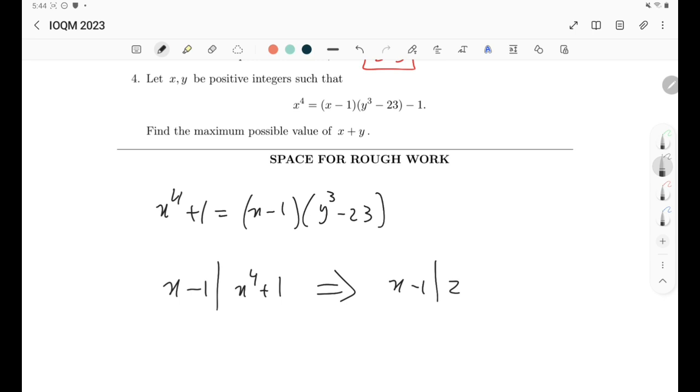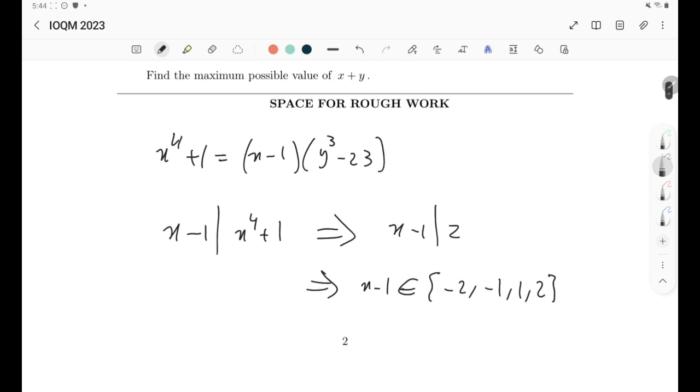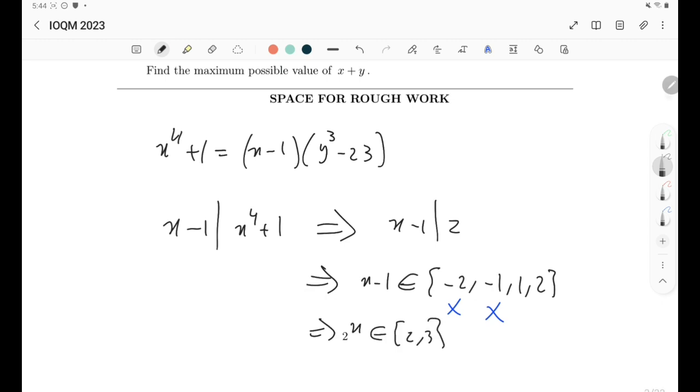x minus 1 divides 2, this is very nice, that means that x minus 1 belongs to either -2, -1, 1, or 2. It's a divisor of 2 after all. And of course, they told us that x is a positive integer, so the negative options are refused. So that just leaves us with the option that x is equal to 2 or 3. So we should try both.